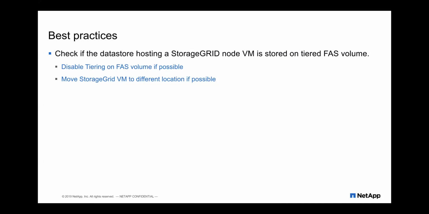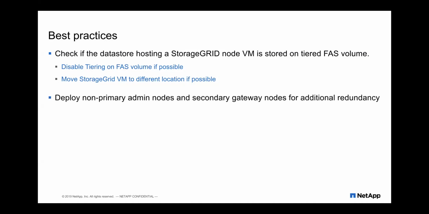Now, that may not be possible depending on your environment, and we understand how complex these environments can be, and simply disabling tiering on an entire volume or allocating a specific volume just for the StorageGRID virtual machines may not be possible. And that's fine. Another best practice is to deploy secondary admin nodes or gateway nodes for additional redundancy. We talked about the different redundancy layers in this environment. You can also add another redundancy by deploying a secondary admin node or a secondary gateway node in case a single gateway or admin node happens to be impacted.